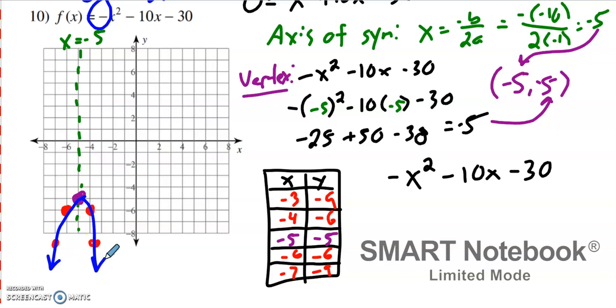Okay, and now the last thing that we can do by identifying is we can say, okay, well, what is the minimum or the maximum value? Well, since I'm opening down, right here is going to be my max. And the max is going to have a value of -5 because that's the y value of this parabola, the highest y value of this parabola. Notice how we're getting lower as we go down the y-axis.